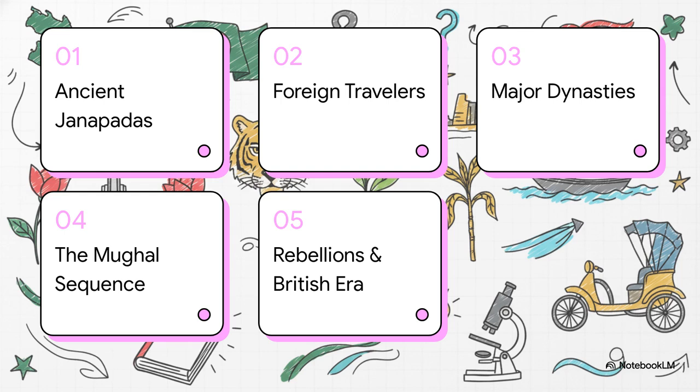Okay, let's dive into our strategic study plan for today. We're going to hit 5 key areas. First, ancient Janapadas. Second, foreign travelers. Third, major dynasties. Fourth, the Mughal sequence. And finally, rebellions and the British era. I promise you, mastering these specific high-yield areas is going to massively boost your confidence on exam day.